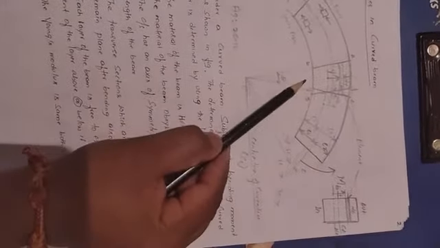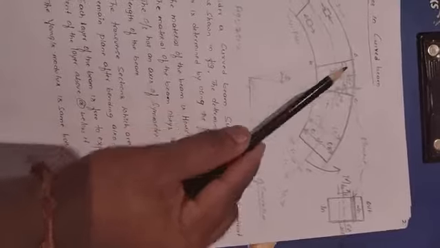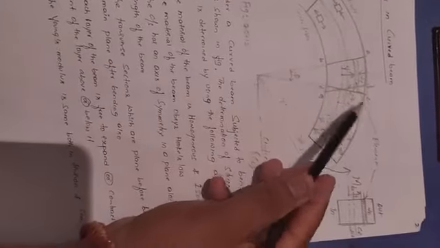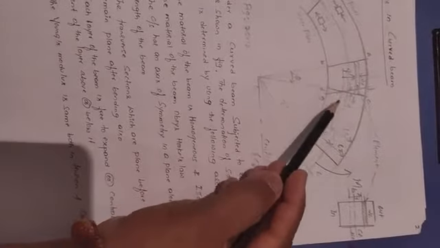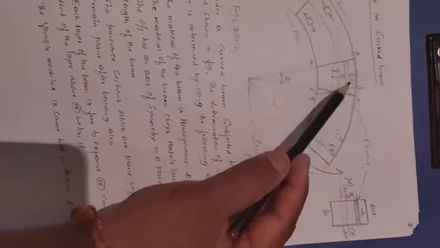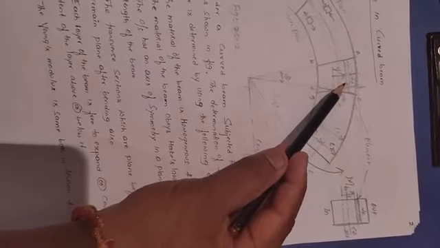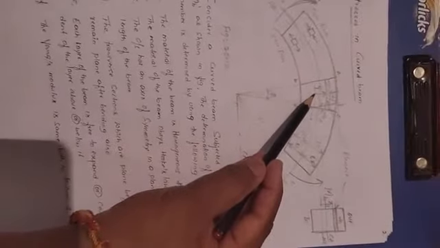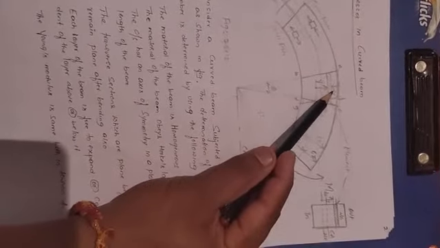Now, consider a small portion by passing two arbitrary cutting planes. One is AB, another one is CD. In that small portion of the curved beam, consider a small element at a distance of y from the neutral axis, and the thickness of the element is dy. When you view from the side, the area of the element is dA, at a distance of y from the neutral axis.